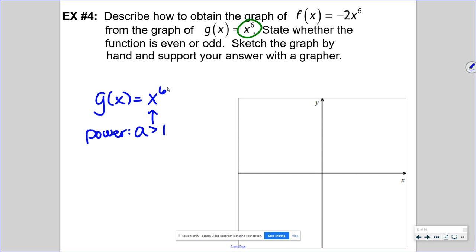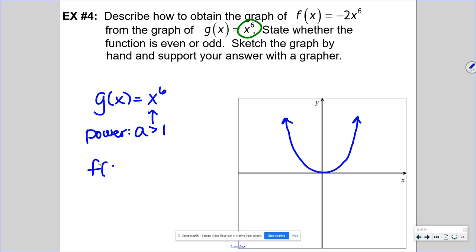I could even give you more information that if this is an even exponent, it's going to resemble other things with even exponents, like parabolas. So I could very safely say that g of x looks a lot like a parabola.